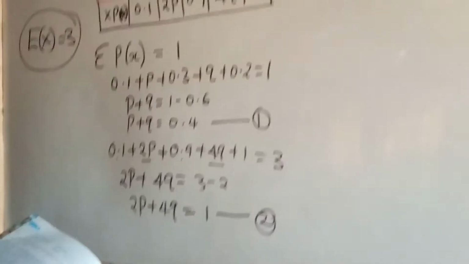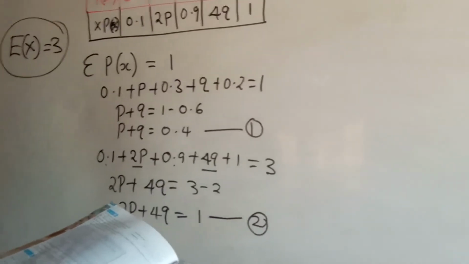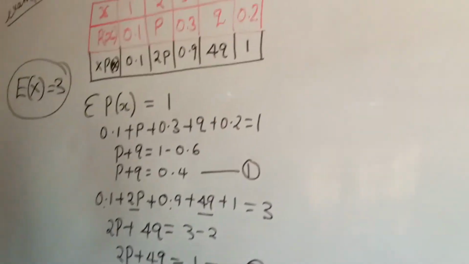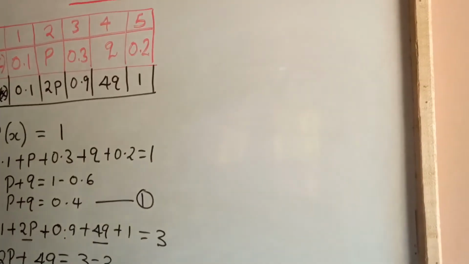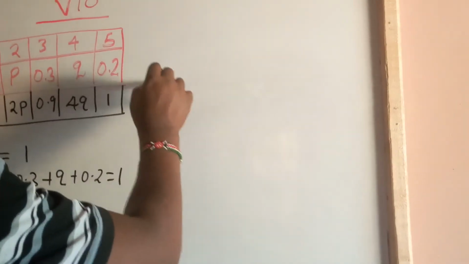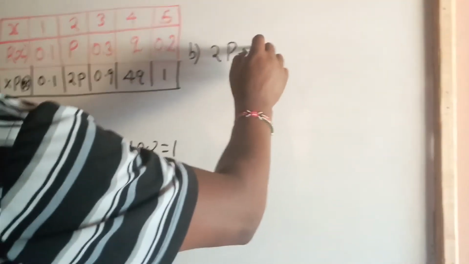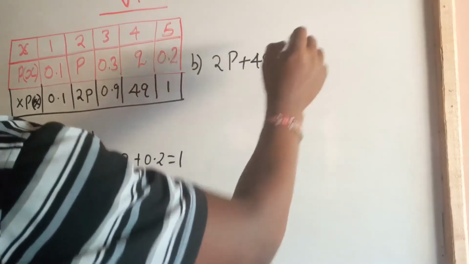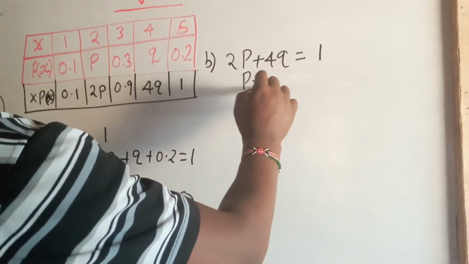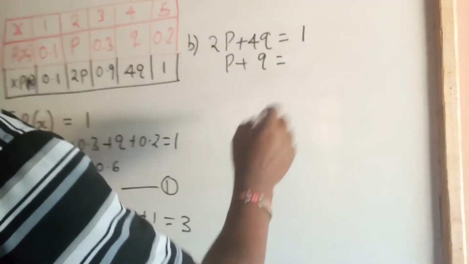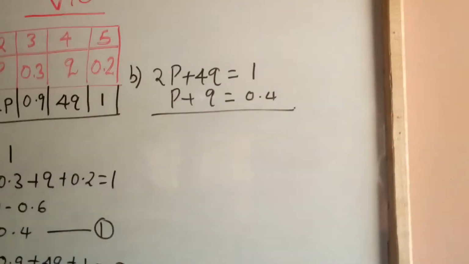But there is a part B of the question, which tells us to find the value of p and the value of q. Now we have two simultaneous equations. This is part B. We have 2p plus 4q giving us 1, as equation 2, and we have p plus q giving us 0.4.